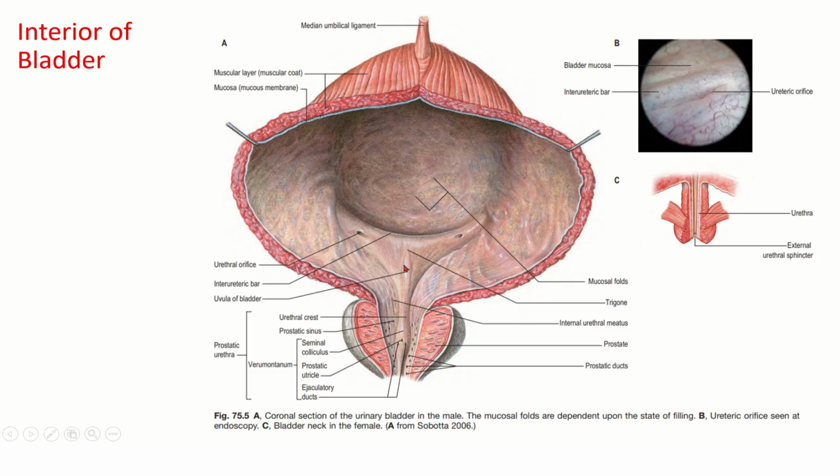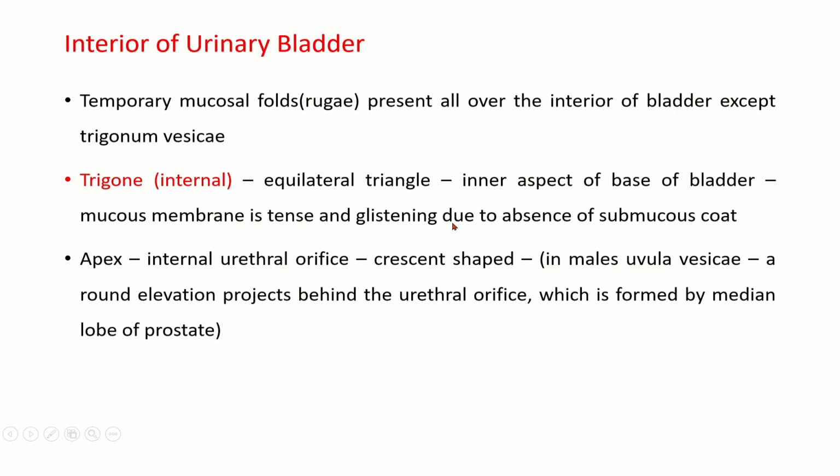You can see this is the uvula of the bladder. You can observe mucosal folds everywhere, but here there are no mucosal folds. So there are temporary mucosal folds or rugae present all over the interior of the bladder except the trigonum vesicae. The internal trigone is an equilateral triangle, which is the inner aspect of the base of the bladder. The mucous membrane is tense and glistening due to absence of the submucous coat.